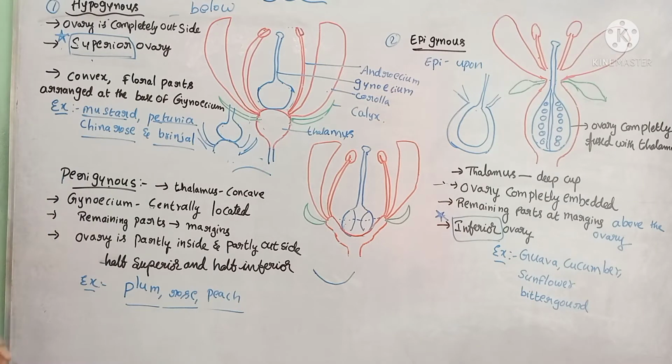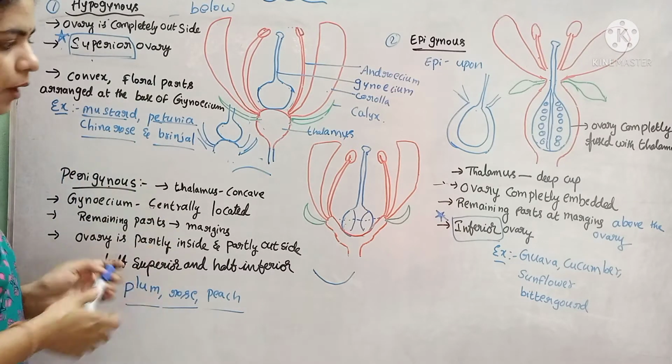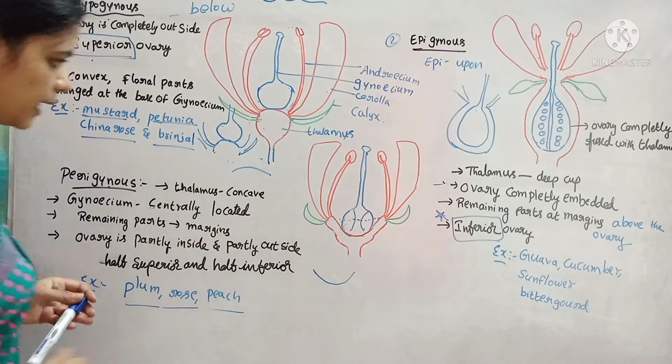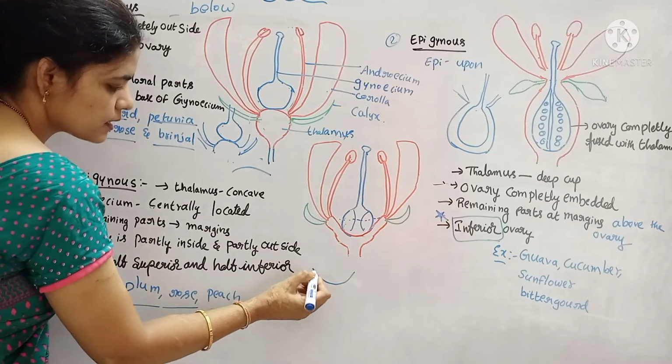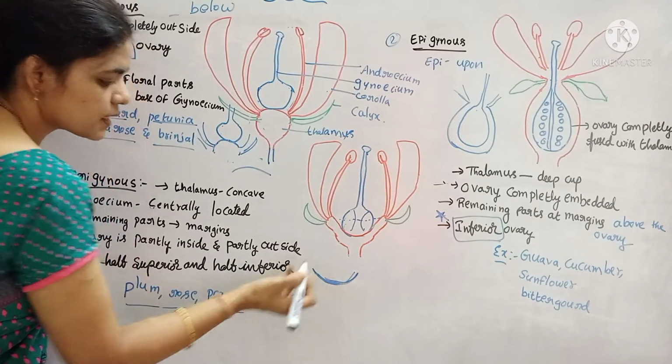And the third one is perigynous. In this, peri means around. So around the ovary, the floral parts are arranged. Here, what is the shape of the thalamus? It is concave in shape. What is its shape?